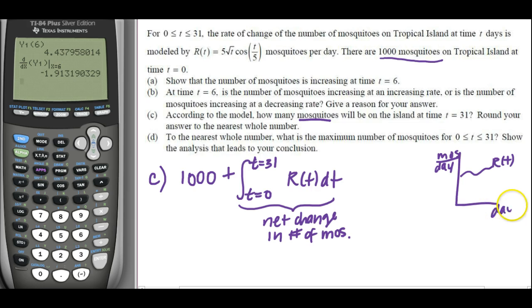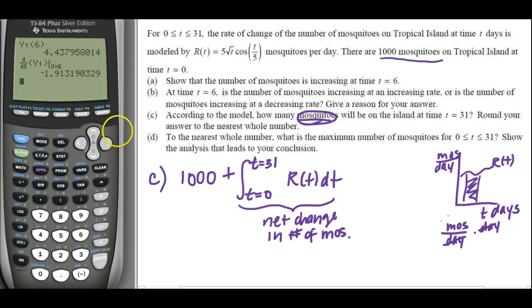After so many days, t, the area, again, the units would cancel. Area is base times height. So mosquitoes per day times days. The units of days cancel to give us just mosquitoes. And my question was asking for how many mosquitoes.